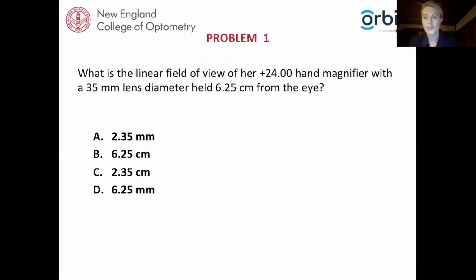So now I have a question for you. What is the linear field of view of a patient's 24 diopter hand magnifier if it has a 35 millimeter lens diameter held 6.25 centimeters from the eye?